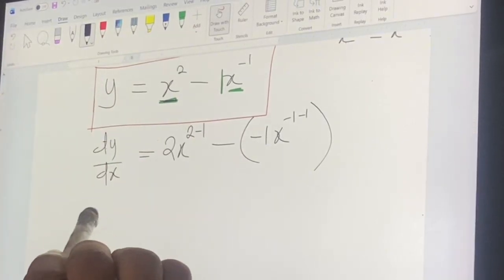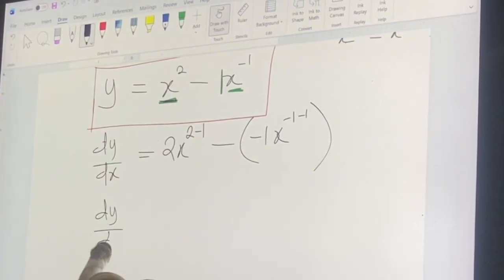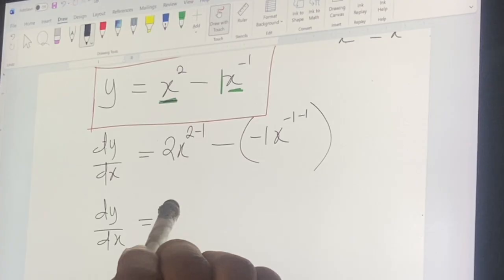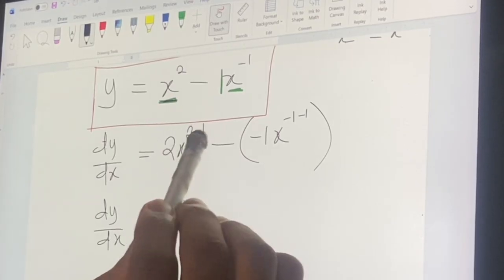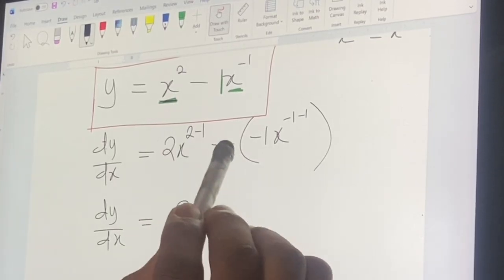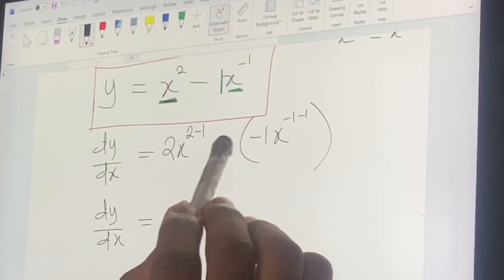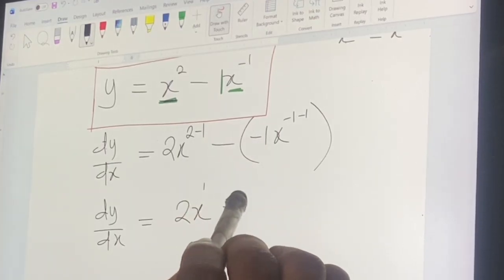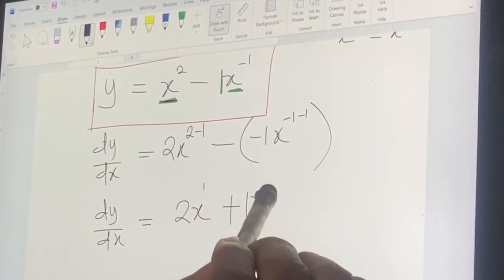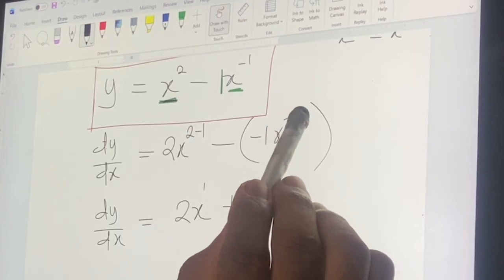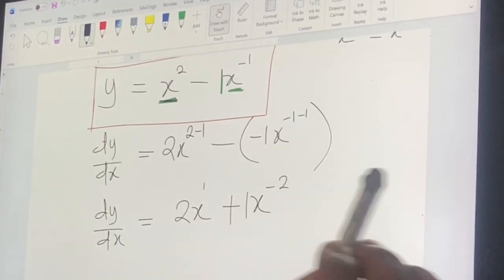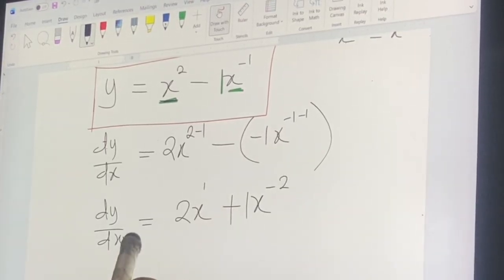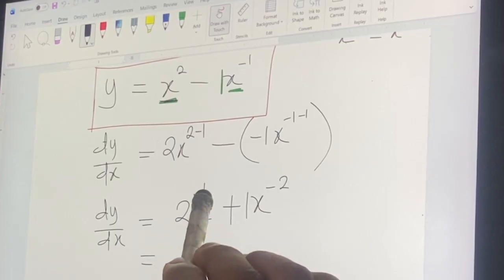So our dy over ds will be equal to 2 of s. 2 minus 1 will give us 1. Please take note. Now, minus 1 minus times minus will give us plus. Please take note of 1 of s raised to the power of minus 1 minus 1 will give us minus 2. So our answer here will be equal to, let's simplify fully here.